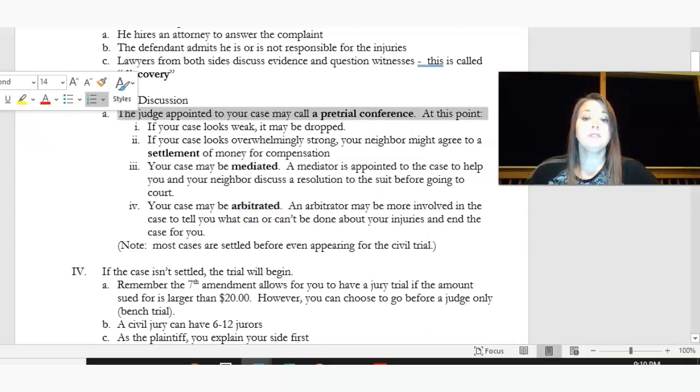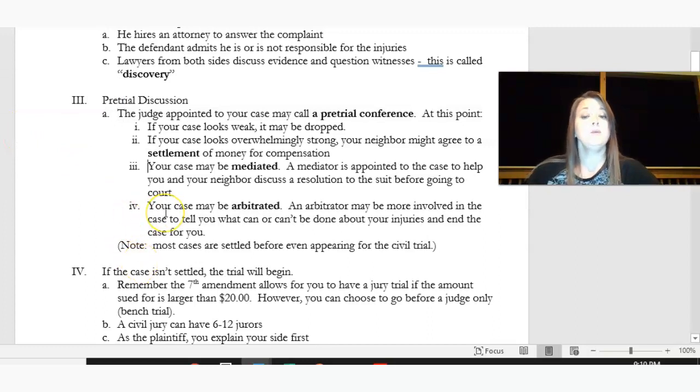They're subtle differences, but there are differences nonetheless, and I want to talk about those two. To be mediated is where a mediator, it could be a judge or someone of your choosing, either the plaintiff or the defendant, would be appointed to the case, and they would sit down with you as the plaintiff and the defendant and help you to discuss a resolution. And so the mediator is there to help you talk about it, to help you both reach a conclusion. It's like peer mediation, if you've ever done that. That sometimes happens in middle school.